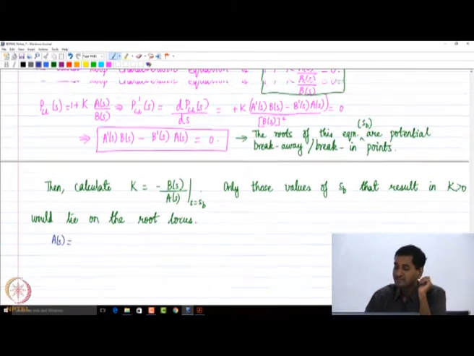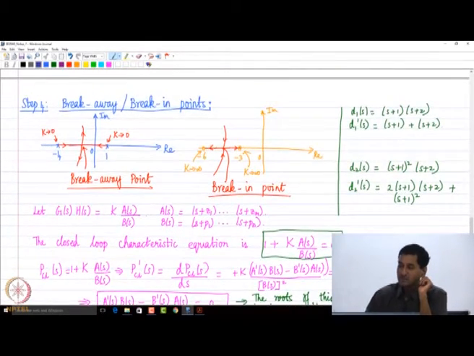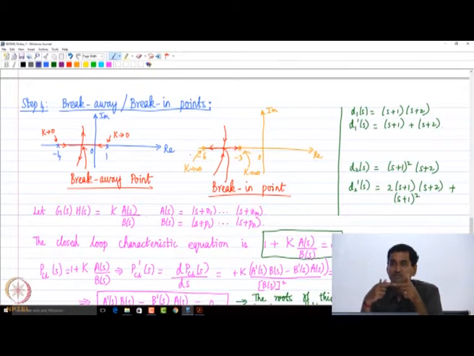Why are we making the derivative 0? Because of this, right? When you are at a breakaway or break-in point, what's going to happen? Two branches of the root locus are going to intersect. That means the corresponding closed loop characteristic equation would have a repeating root for that particular value of k. When two branches intersect, each branch represents one closed loop pole, so you are going to have a common repeating root at that point.